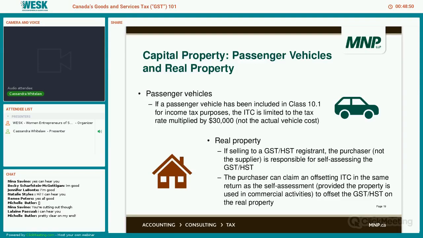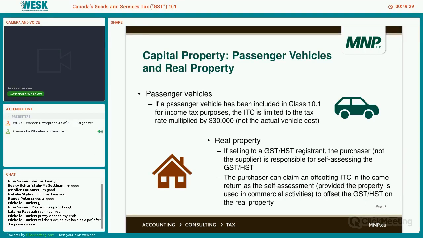For real property, if you're selling real property to a GST or HST registrant, then it's the purchaser, not the supplier, that's responsible for self-assessing the GST. And they do so on the GST return for the period in which they purchased the property. The advantage of this system is that it allows them to also claim an input tax credit for that real property, provided that it is used exclusively in commercial activities. And so basically what this does is it mitigates cash flow issues because you've got the GST reported and then you've got the ITC claimed and it nets to zero.